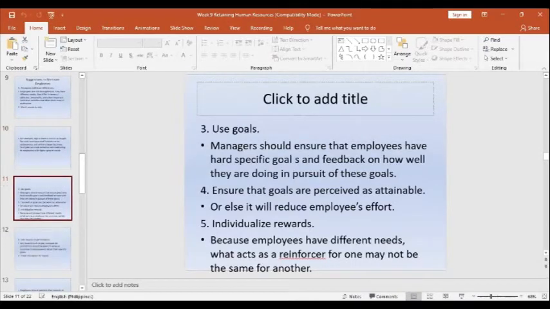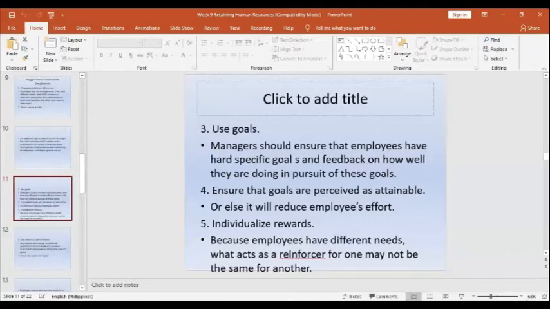Another is use goals. Of course, in order to motivate employees, we have to use goals. We always remind them of the purpose, the goals or objectives of the organization, which will also give direction to the employees to perform a job. And ensure the goals are perceived as attainable. Of course, make sure that the goals of the company are attainable. They can be easily understood and can be done by the employees. Because if you ensure those goals, then the employee's motivation effort will not be reduced.